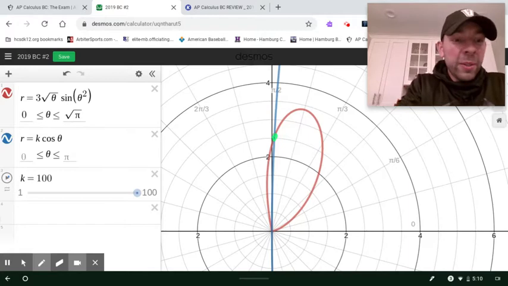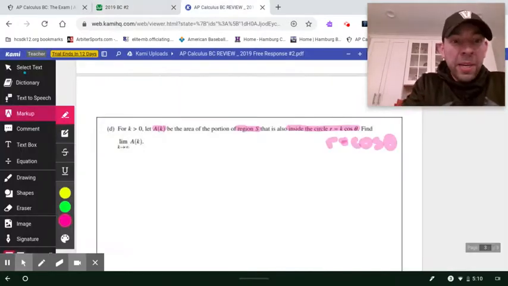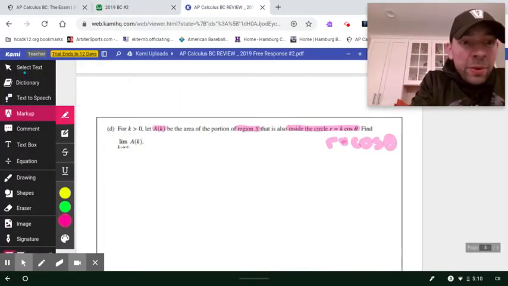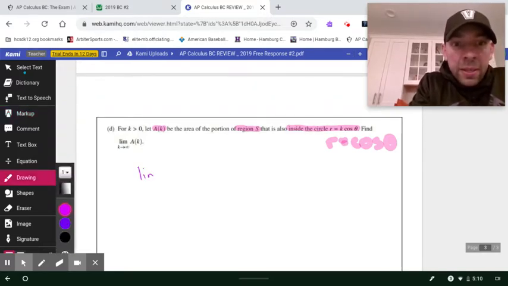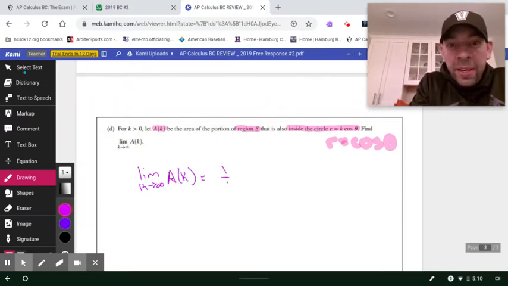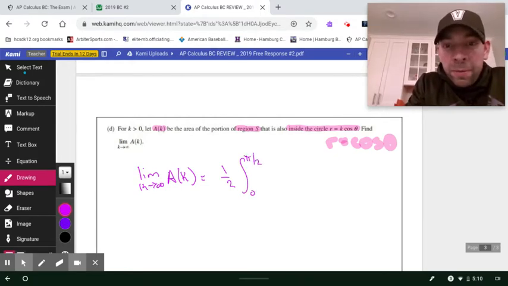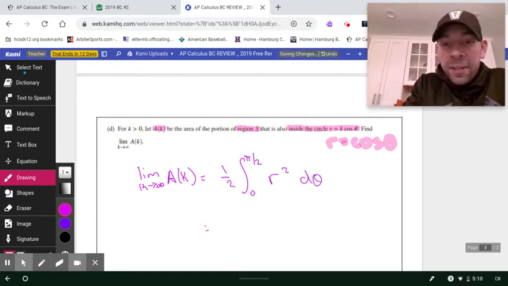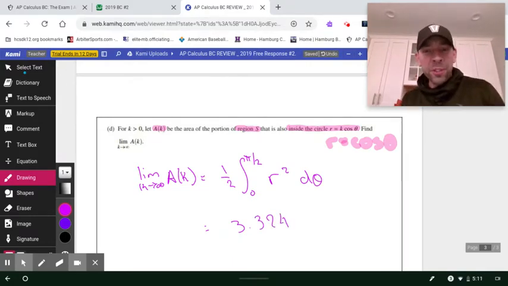Let's see what that looks like back here in this page. So I'm thinking the limit as k approaches infinity of A of k is simply the area of that red petal from 0 to pi over 2. And again, we're going to use our calculator to evaluate this, and it turns out to be 3.324.